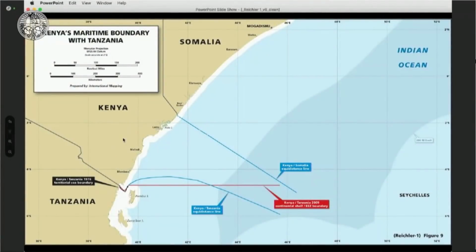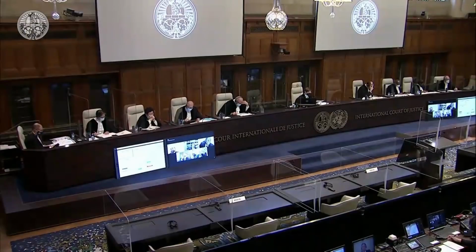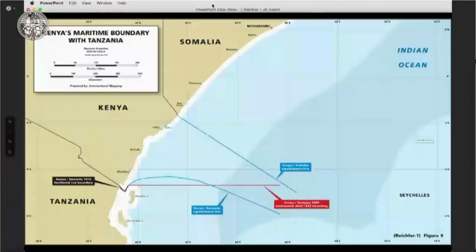This slide, which is also at tab 55, shows in blue the notional equidistance boundaries between Somalia and Kenya in the north and between Kenya and Tanzania in the south. It also shows in black the territorial sea boundary agreed by Kenya and Tanzania in 1976, and in red the continental shelf and EEZ boundary agreed by those two states in 2009. Kenya claims that the combined effect of an equidistance-based boundary with Somalia and its own 2009 boundary agreement with Tanzania would be a cutoff of its maritime entitlements, especially in the extended continental shelf beyond 200 miles.